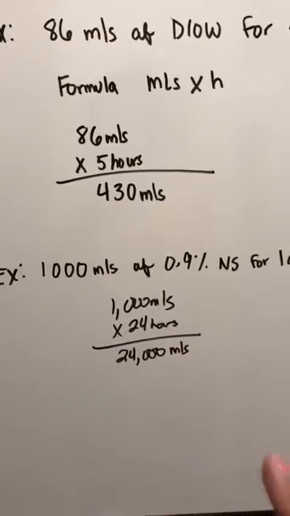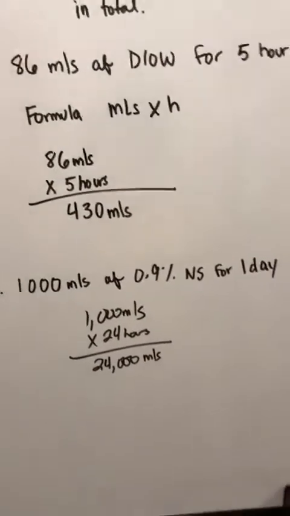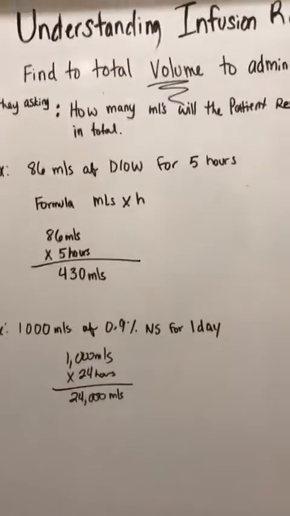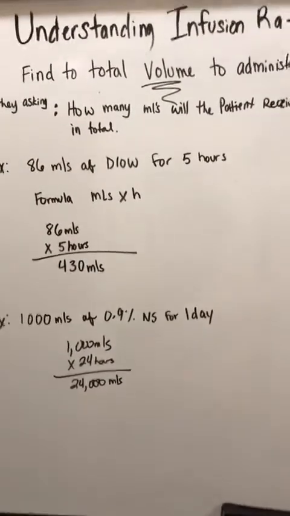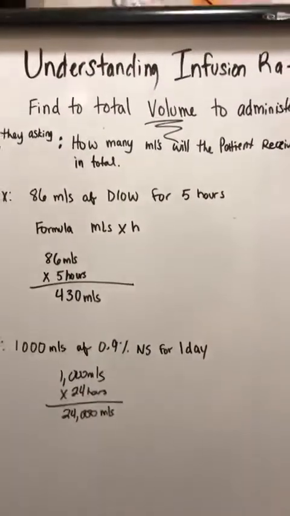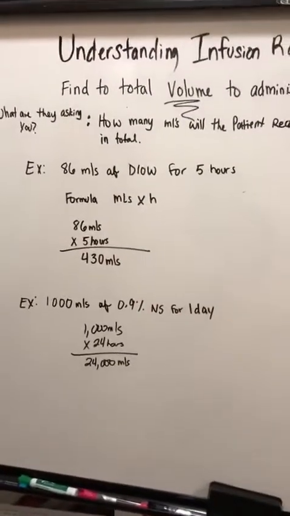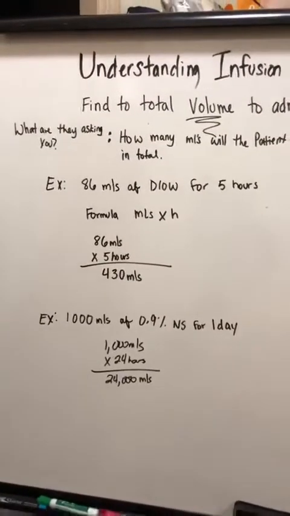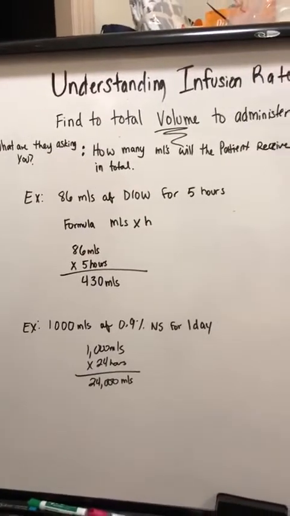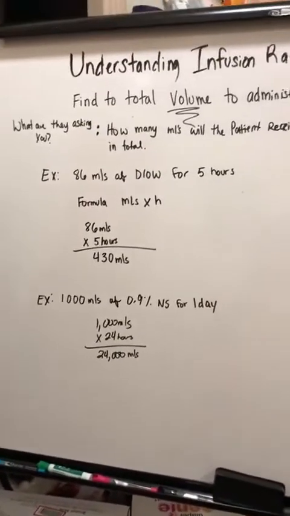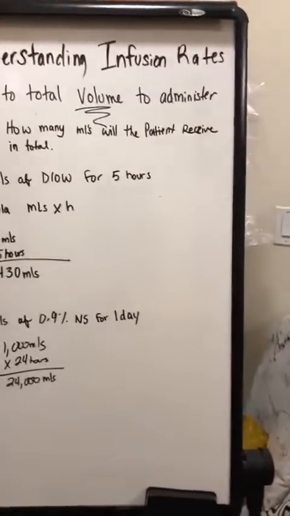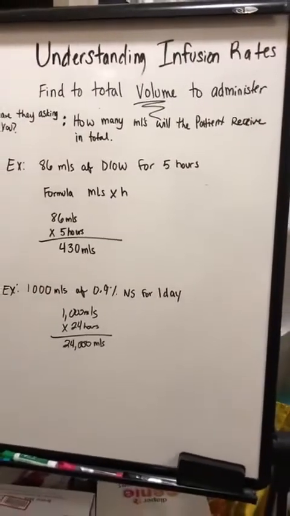So this patient received 24,000 mLs in a 24-hour period, which is really unlikely. This is not a real thing because 24,000 mLs is excessive. But usually a person could receive like 3,000 maybe if you're dehydrated. But 24,000 is a really, really extreme number. So yeah, this is the total volume to administer.